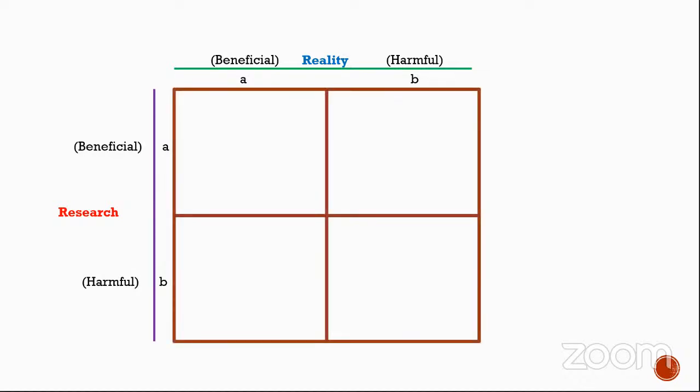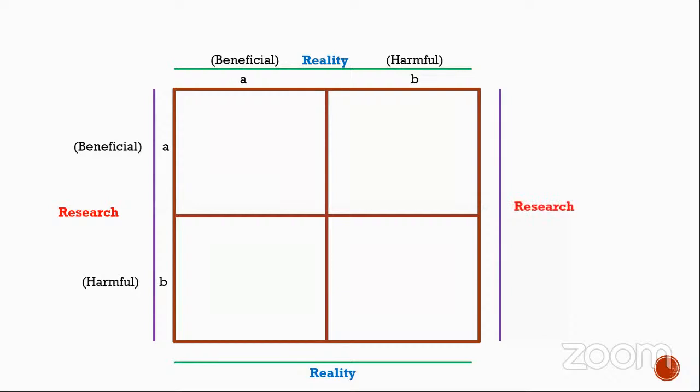So suppose, let's draw the Punnett square diagram. So we have a reality scenario and a research scenario. Suppose in research, we have found a medicine which is beneficial, and in reality also, the medicine is beneficial. So we have drawn a correct conclusion, and we can release the medicine.